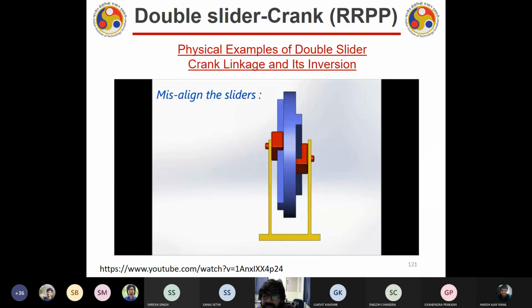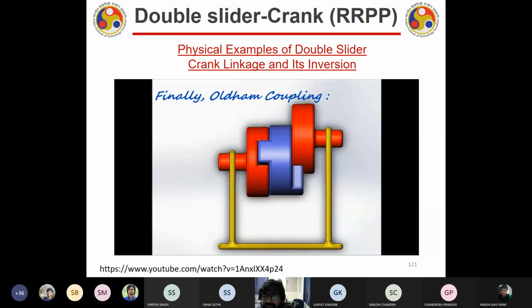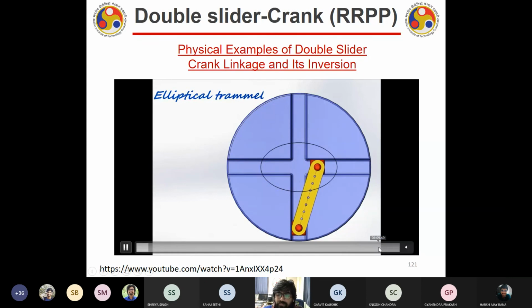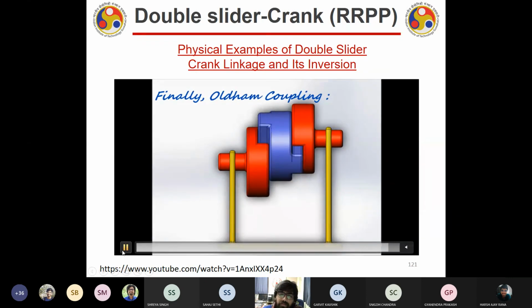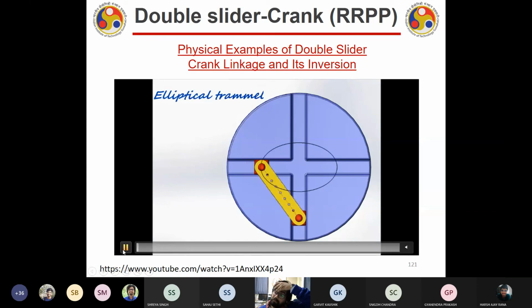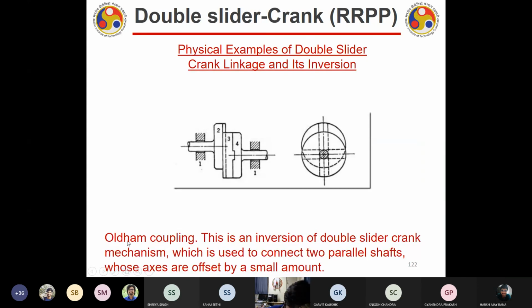You see that? The front view and side view will show you what is happening. So the center part moves up and down in such a way that it can transmit the motion between the two parallel shafts, but not collinear. Correct. So this is called the Oldham coupling.